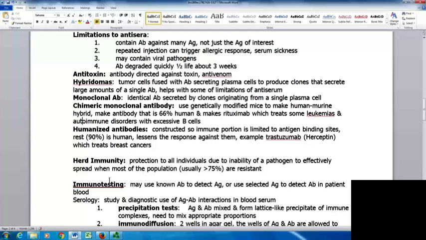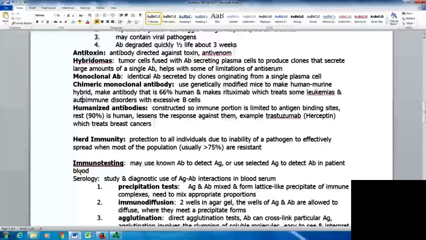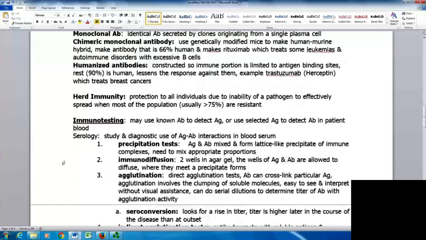So herd immunity, this provides protections to all individuals due to the inability of the pathogen to effectively spread in that population. This occurs when most of the population, it usually takes at least 75% being resistant. So with immunotesting, we can use known antibodies to detect antigens, or use selected antigens to detect antibodies in a patient's blood. Serology is just the study and diagnostic use of antigen and antibody interactions in the blood or serum.